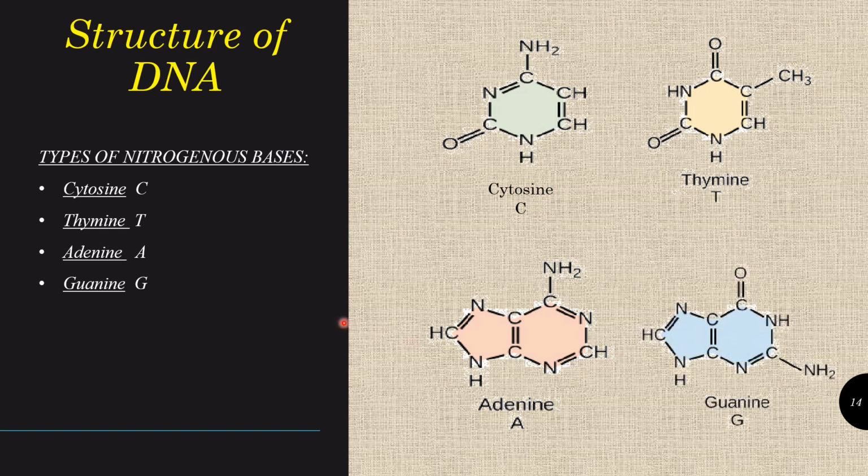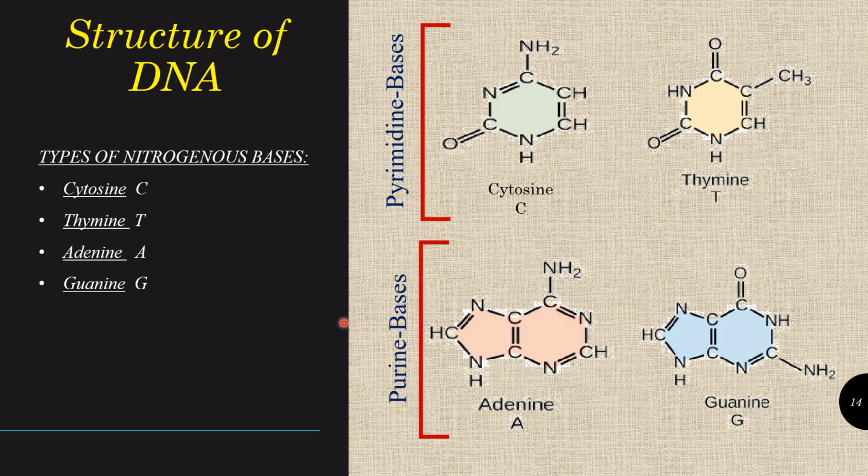Now cytosine and thymine are known as the pyrimidine bases, whereas adenine and guanine are termed the purine bases. You can see the difference in their structures. The pyrimidine bases, cytosine and thymine, have a single ring structure, whereas the purine bases, adenine and guanine, have a double ring structure.